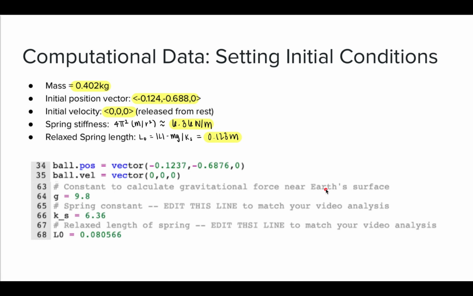So for the computational model, we first had to start off by setting initial conditions, where the mass was given to us to be 0.402 kilograms. The initial position vector was found using the data from Tracker, and we set the velocity equal to 0, being that it's released from rest. I found the spring stiffness to be 6.36 newtons per meter, and the relaxed spring length was given to us in the video, which was 0.123 meters. And these values were plugged into the computational model.